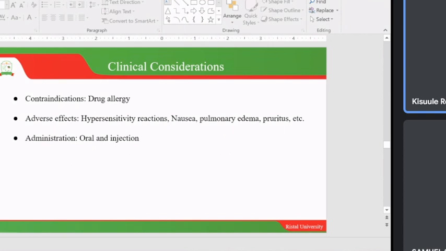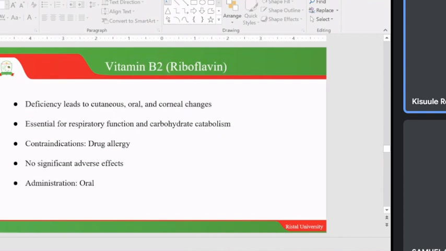So the contraindications: it is not supposed to be given when there are drug allergies, and its adverse effects are nausea, edema, and also hypersensitivity reactions. And it can be given orally or through an injection. That is when we are talking about its route of administration. Really, when we talk of pruritus, we are only talking about itching, basically. Let the word not confuse you, we are talking about itching on the skin, or also any other membranes, I should say.